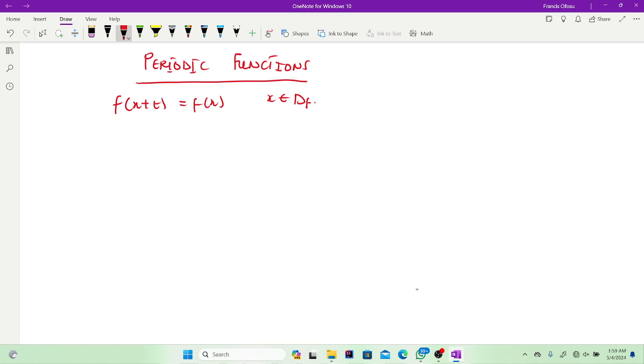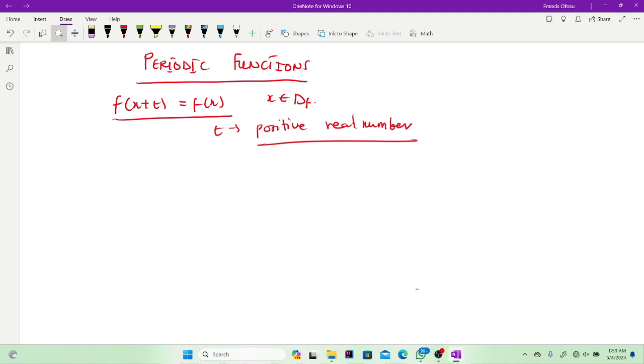So periodic functions should satisfy this. It says f of x plus t should give us what? f of x. Now what is t? You say that t is any positive real number. That's t. So for any positive real number t, f of x plus t should always give us f of x.